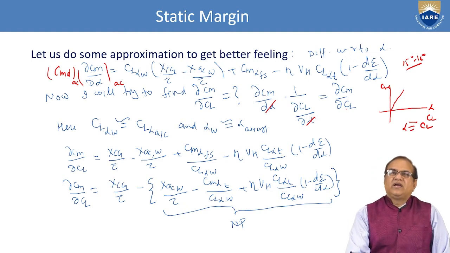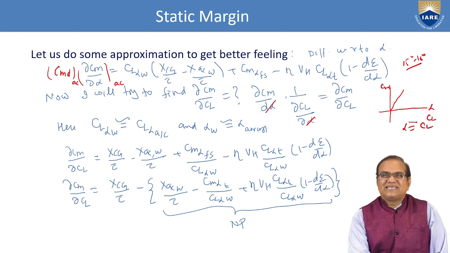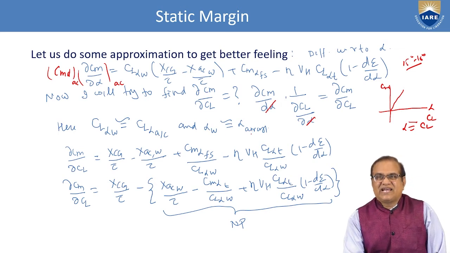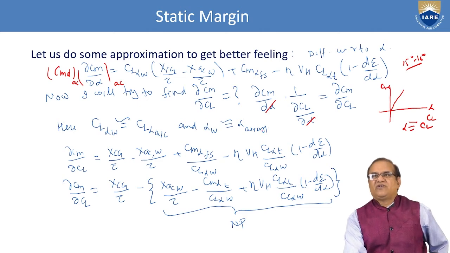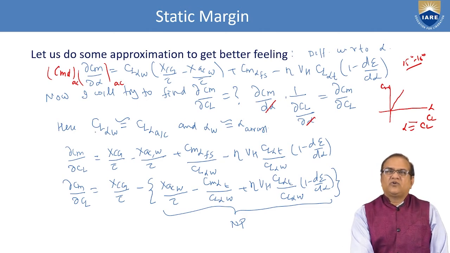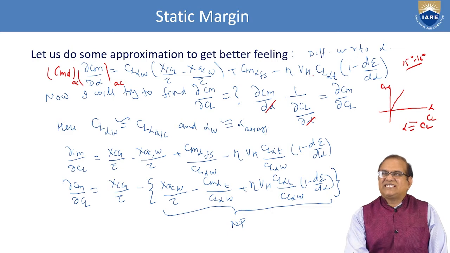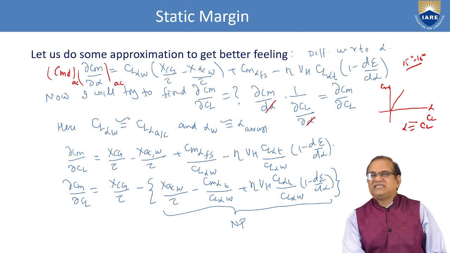Here we have taken the assumption that CL alpha of the wing is equal to the CL alpha of the aircraft, and alpha of the wing is equal to the angle of attack of the aircraft. These two assumptions we have taken, so dCm by dCl is equal to XCG by C bar minus XAC by C bar plus Cm alpha Fs divided by Cl alpha wing, minus eta Vh Cl alpha T divided by Cl alpha wing, 1 minus d epsilon by d alpha.